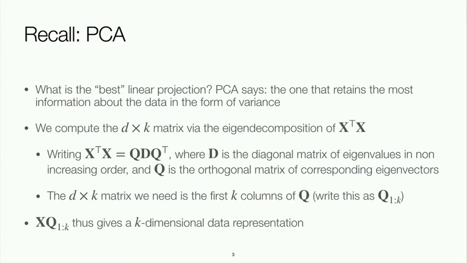So in this way, X here is the design matrix, n data points, d-dimensional. We hit it with Q_{1:k} on the right side. Q_{1:k} is d by k, so we're going to get n data points, but now k-dimensional. That's the high-level idea.